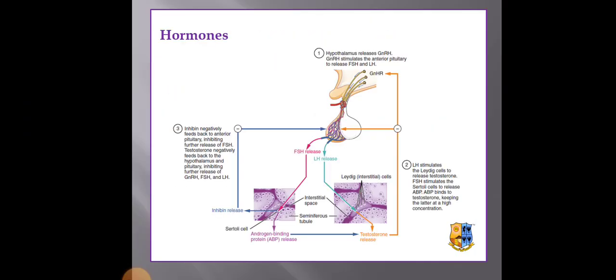Next, hormones. Testosterone is an androgen, a steroid hormone produced by Leydig cells. The alternate term for Leydig cells, interstitial cells, reflects their location between the seminiferous tubules in the testes.